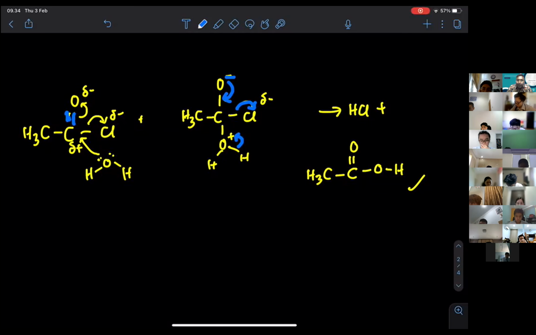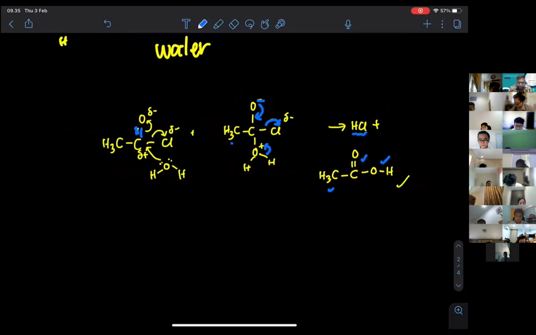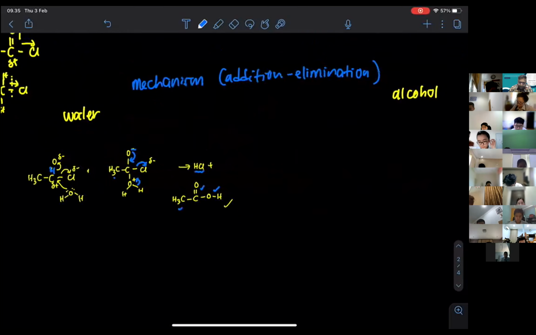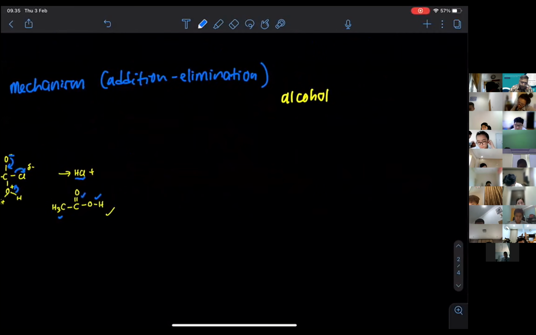So what will you get? The Cl bond is broken, and then the OH bond is broken. You get HCl. So what is left? You have the double bond being formed, and then you have OH, and then you have the CH3. If you look at it, I will redraw this again for alcohol. It's the same mechanism.